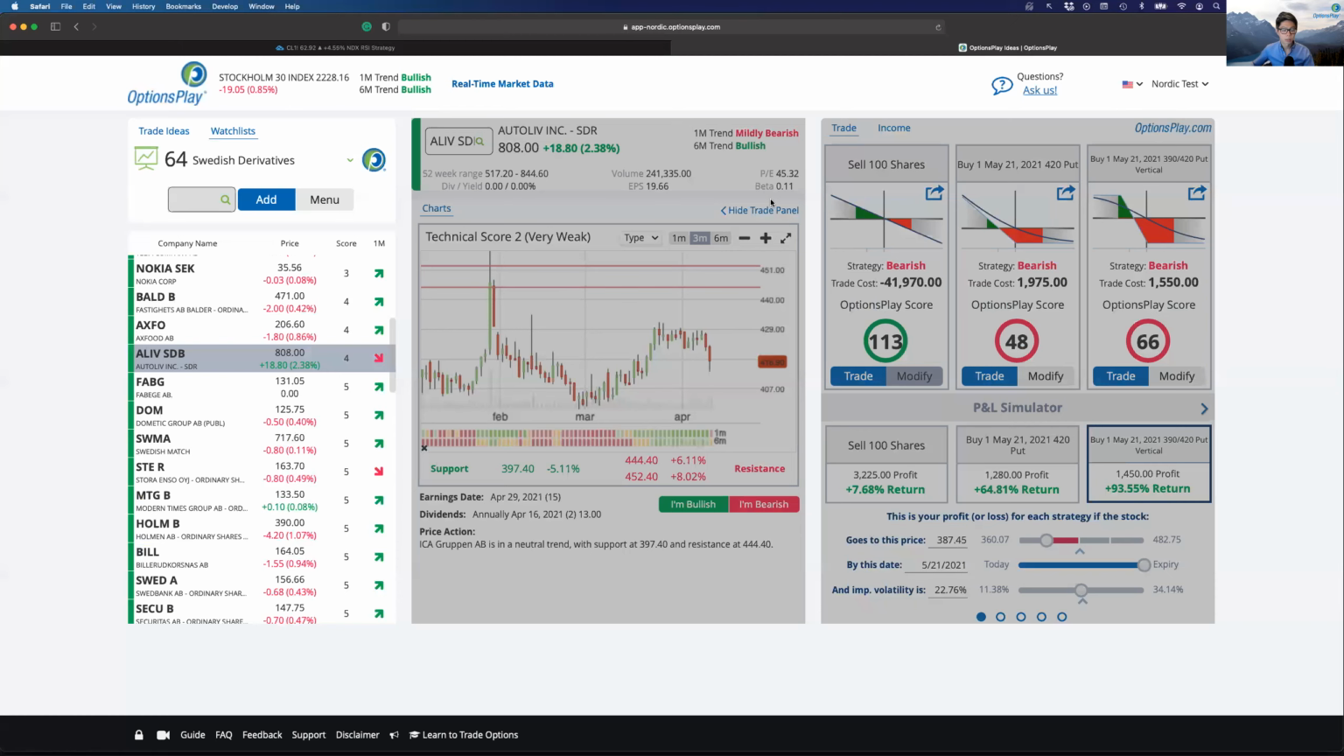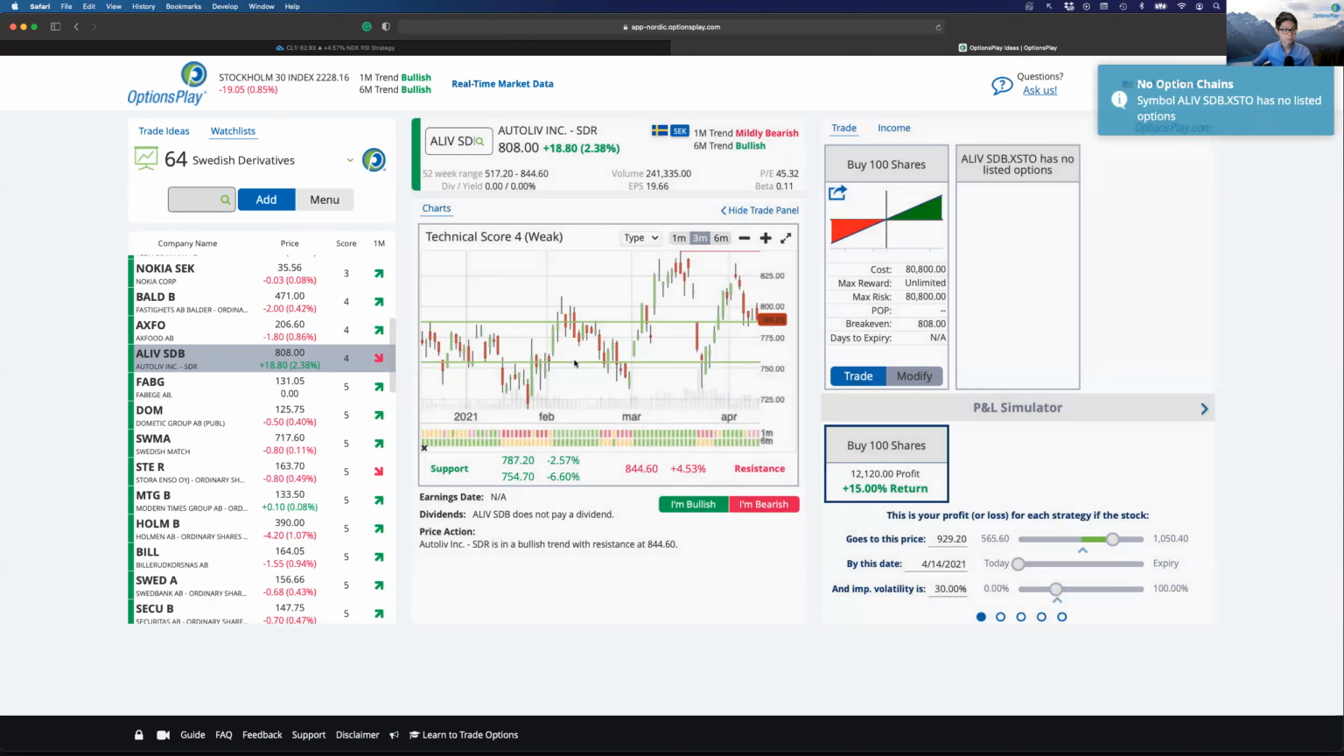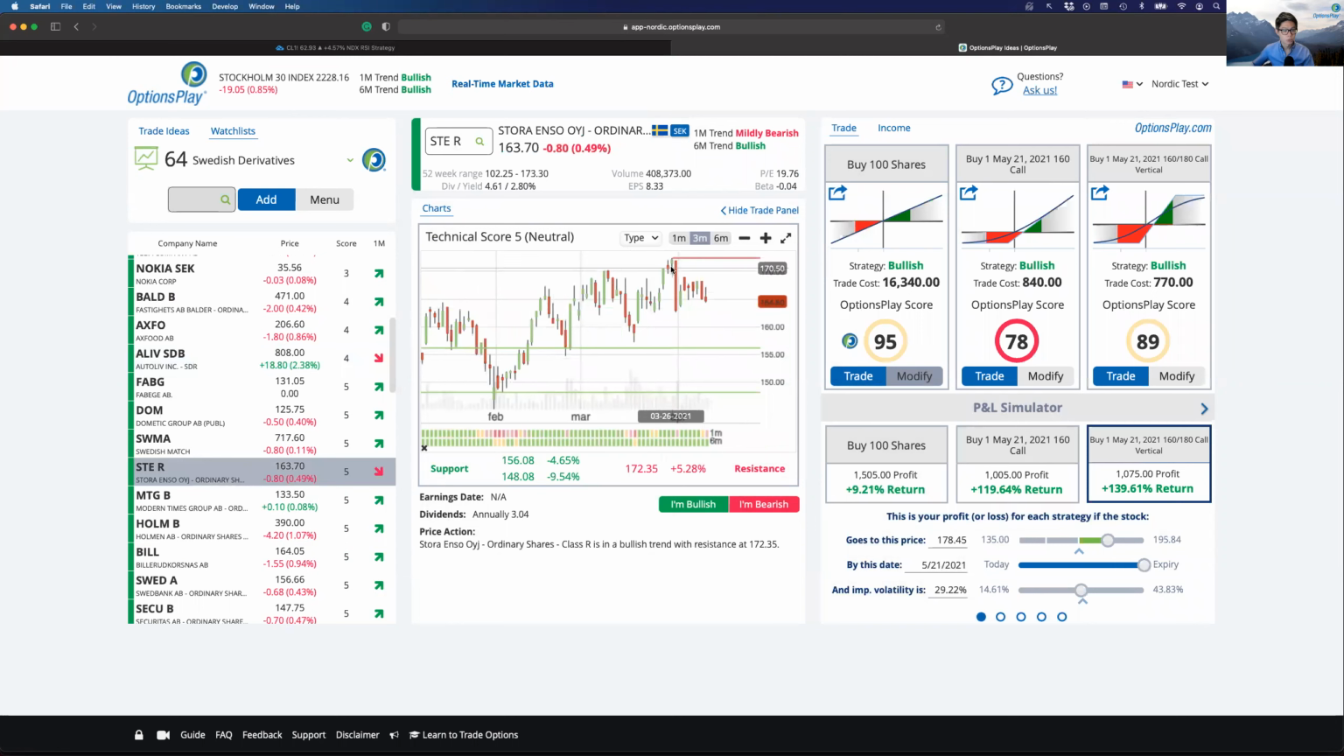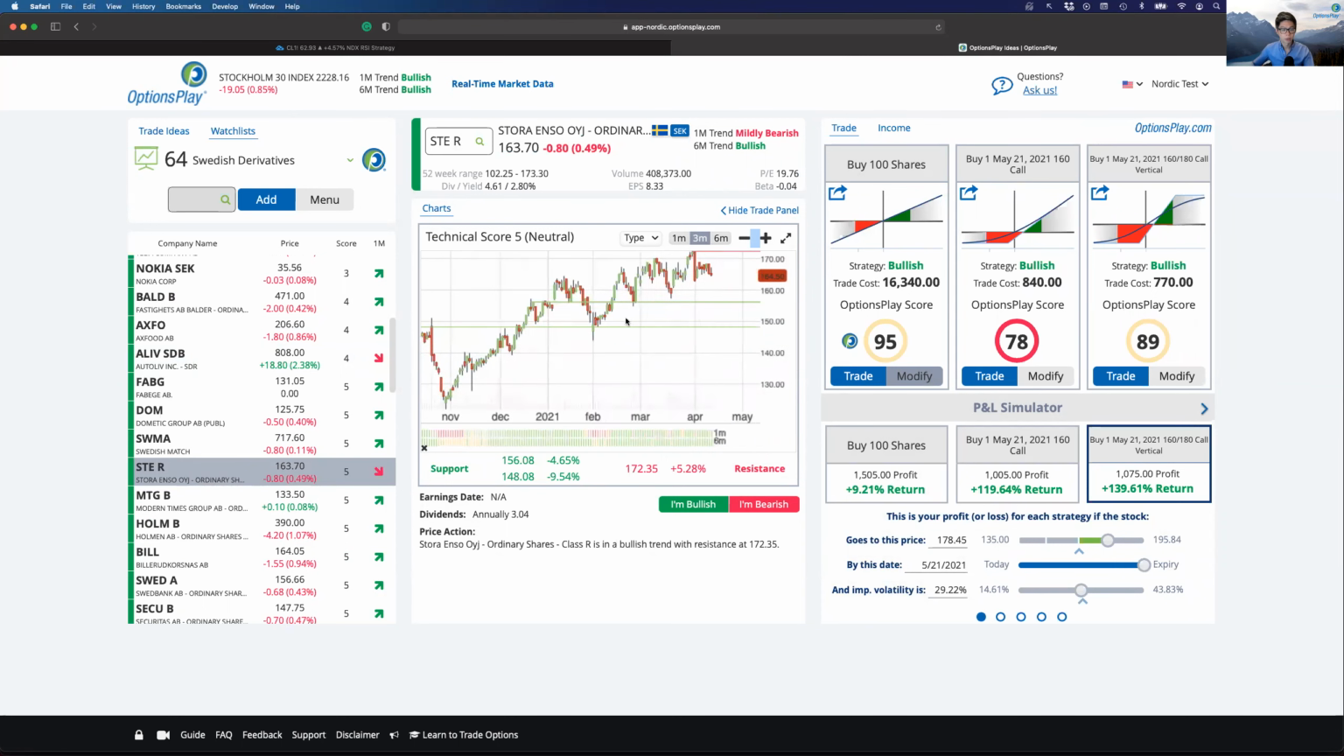Autoliv here, as you can see, the 1 month trend recently turned bearish. This one doesn't have options on it. This one has a relatively neutral trend, clearly losing some momentum to the upside, perhaps starting to come to the downside. Just by looking at the color of each symbol, you can get a sense for where a stock is currently trading, whether it's trending higher or starting to trend lower.